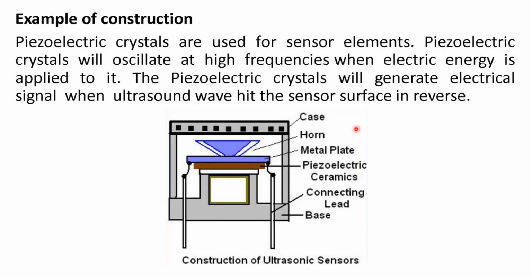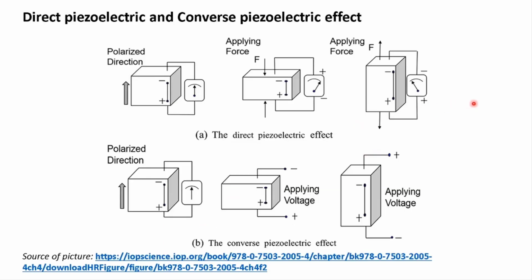Example of construction. Piezoelectric crystals are used for sensor elements. Piezoelectric crystals will oscillate at high frequency when electric energy is applied to them. A piezoelectric crystal will generate an electrical signal when an ultrasound wave hits the sensor surface, in reverse. Here's an example of construction of an ultrasonic sensor. We have the case, we have the metal plate with a horn on top of it, and we have the piezoelectric crystal, to which we have two electrical connections. In this picture, we see the representation of the direct piezoelectric effect and the converse piezoelectric effect.